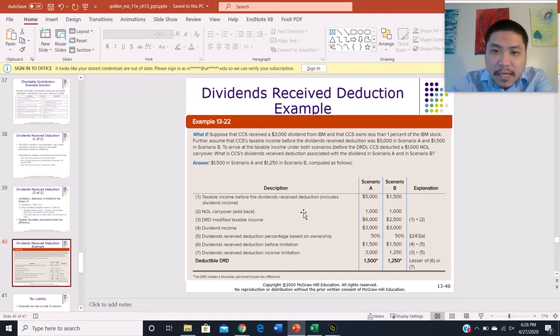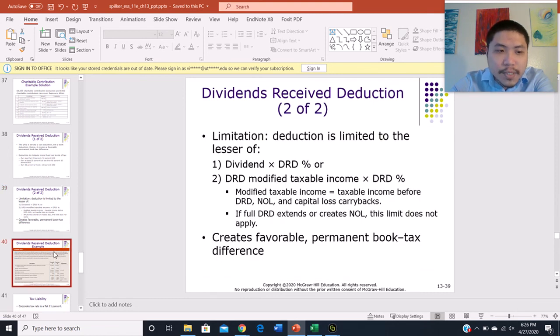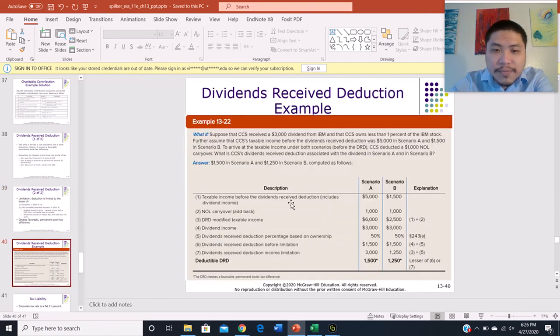There's no other item. There's no capital loss carryback or DRD, right? So before DRD, $1,000. So we have DRD modified taxable income of $6,000, right? And then we know that the dividend income is $3,000. Because CCS owns less than 20%, the DRD percentage is 50%, right? So we take $3,000 times 50%, which comes to $1,500.